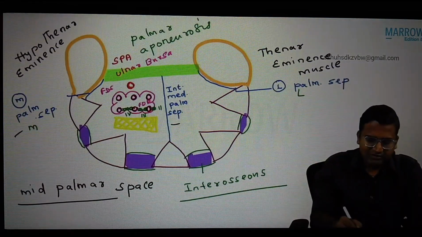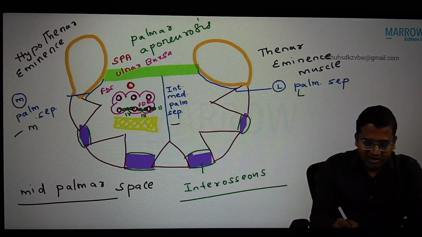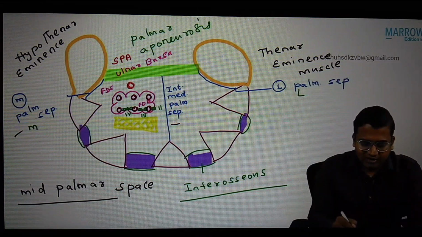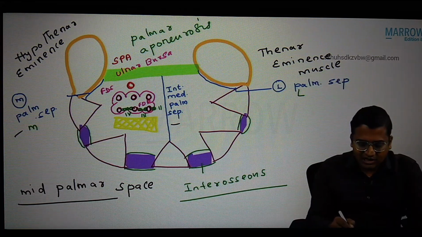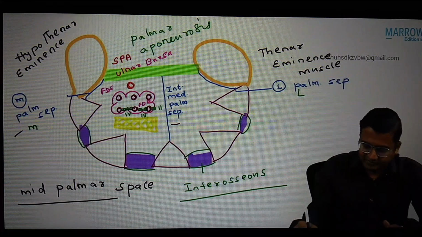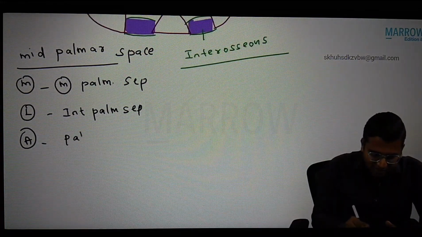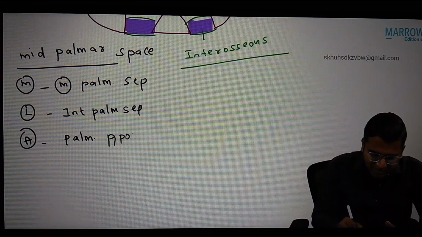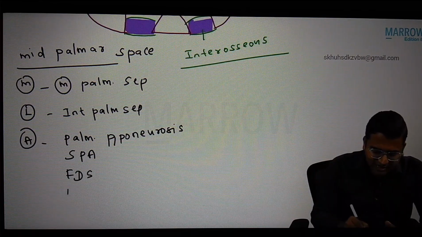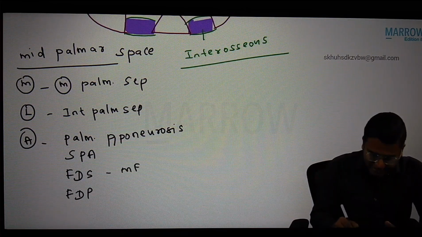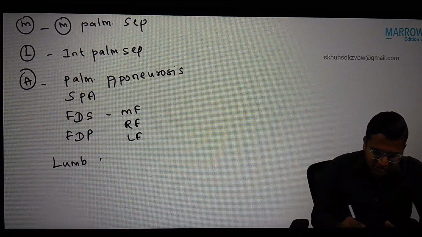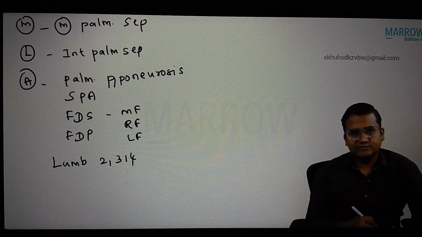Anteriorly, what we have? Palmar aponeurosis, superficial palmar arch, FDS tendon, FDP tendon to 3 fingers, middle finger, ring finger, little finger, and we have a synovial sheath, that is our ulnar bursa, and the FDP tendon also gives origin to lumbrical muscle. All these are anterior. So anteriorly, we have palmar aponeurosis, superficial palmar arch, the FDS tendon and FDP tendon to middle finger, ring finger and the little finger. And we also see the lumbricals, 2, 3, 4 lumbricals.